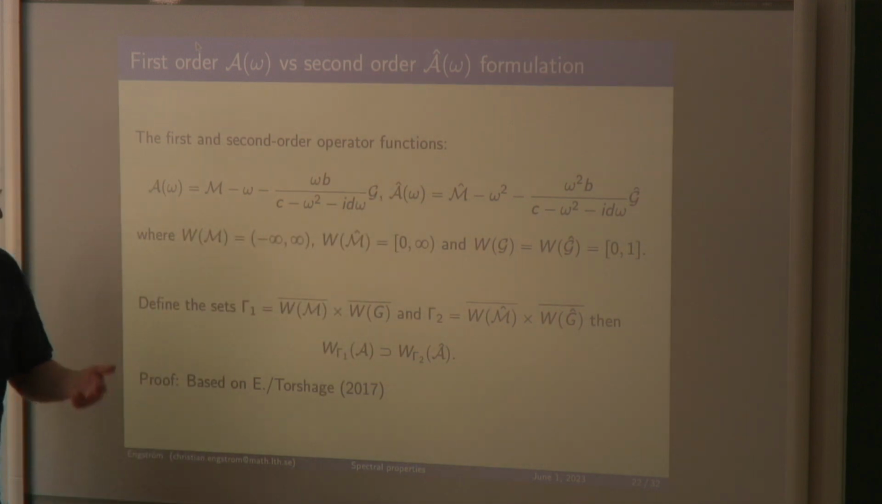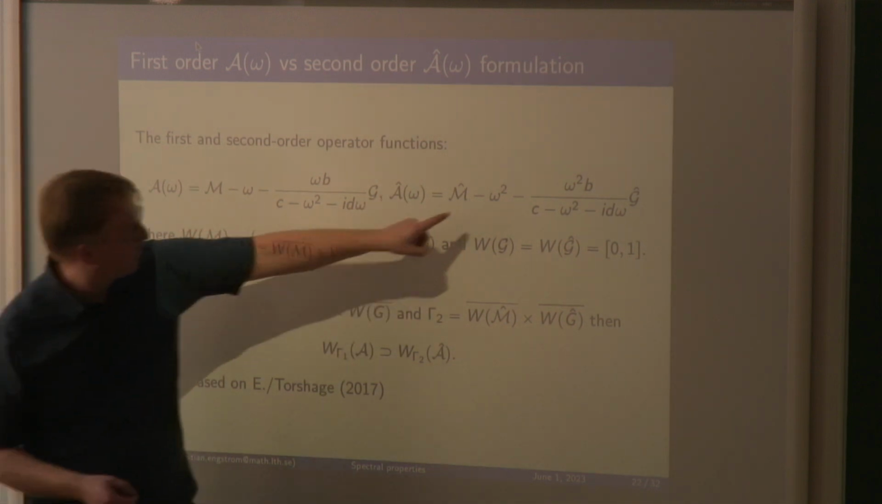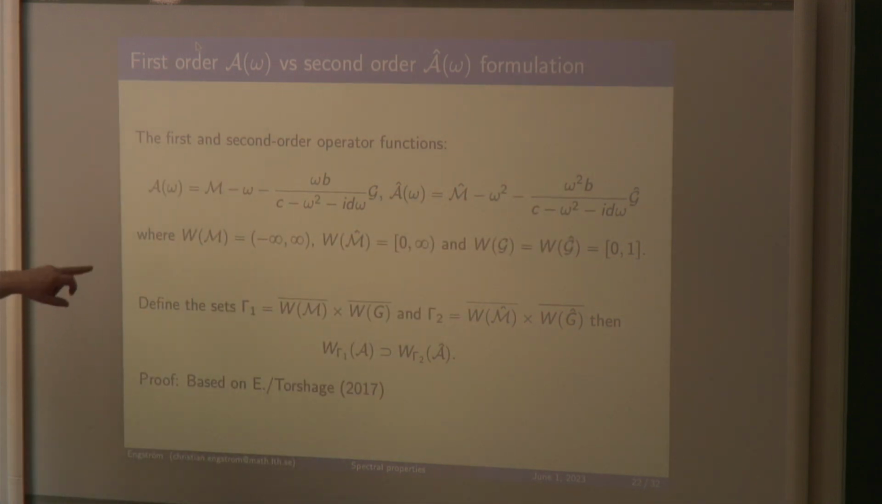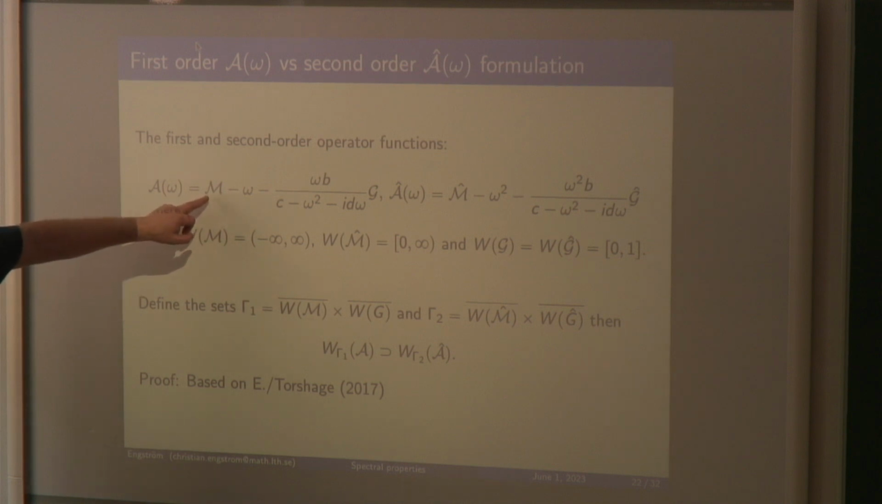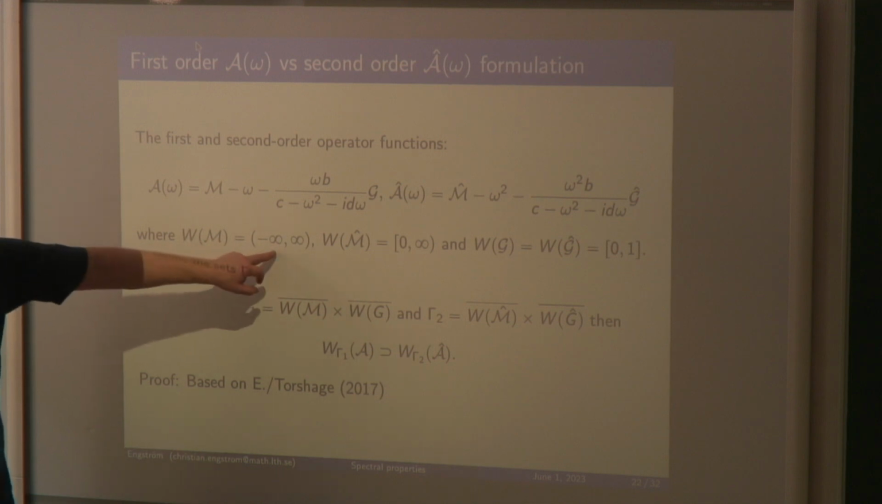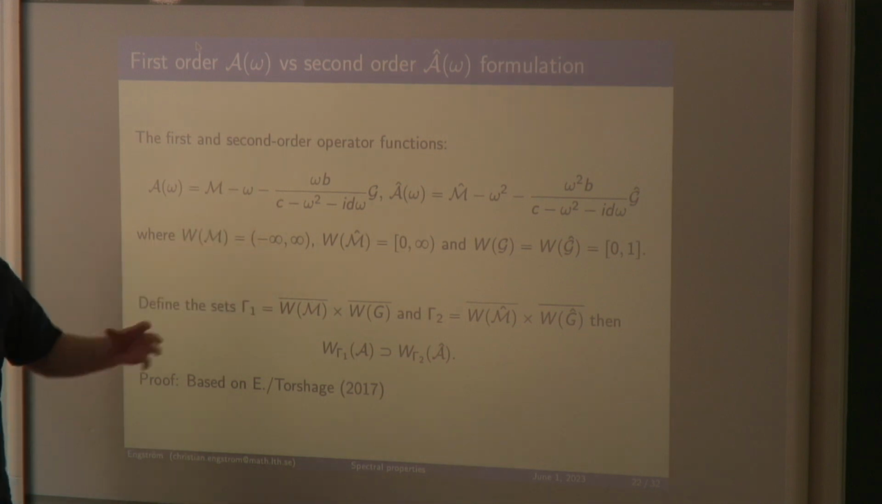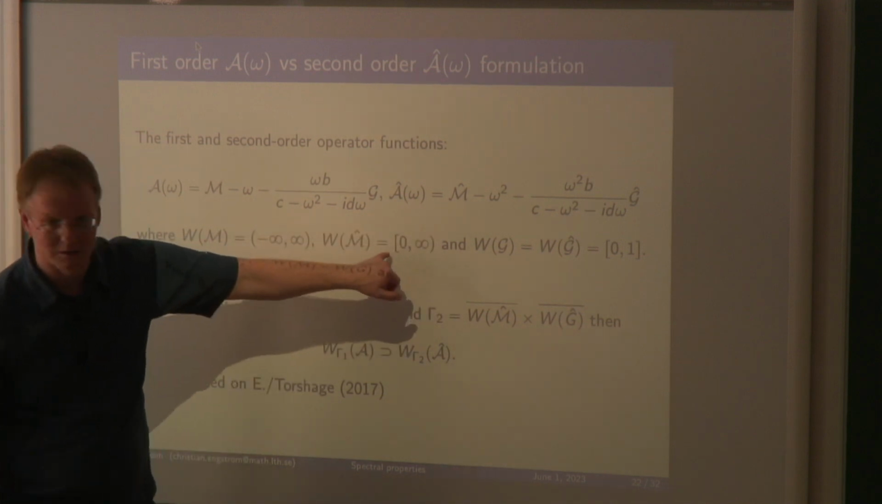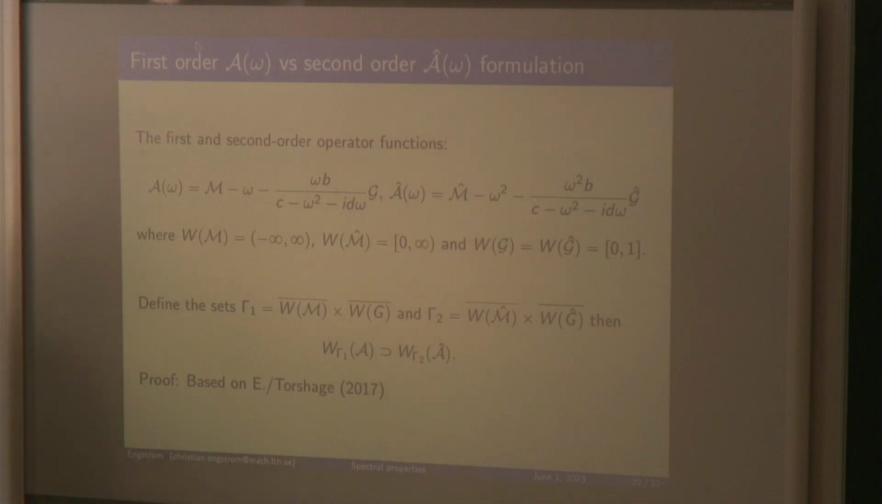The only thing that differs is that here we have omega to the power 2. And of course, in the first case, when we have this block operator matrix M, the numerical range could be anywhere. I mean, it's just R. And here it's bounded by 0 to infinity. So it's smaller somehow.